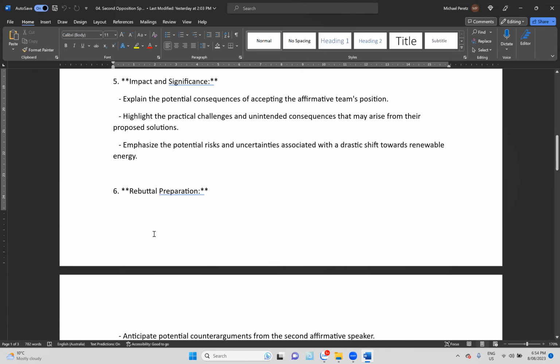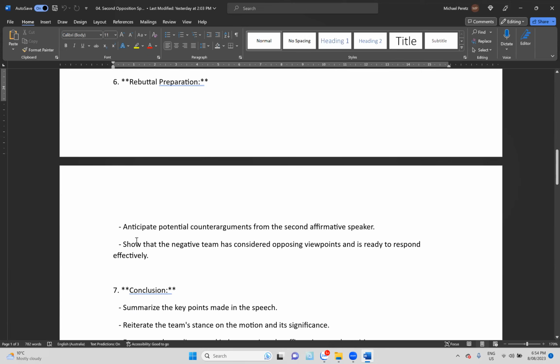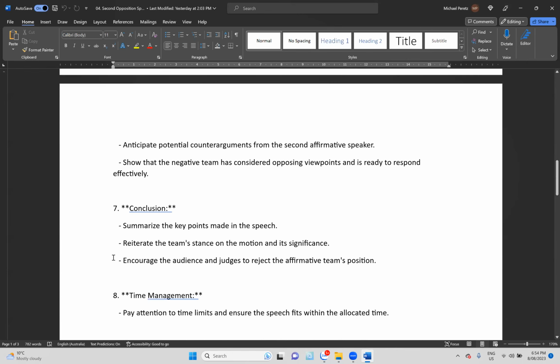We want to prepare for rebuttal. So we want to anticipate any arguments that their second speaker may have made, and we want to present our own counter arguments to try and cancel those out. And then, of course, we want to finish with the conclusion and just summarize everything we've talked about.